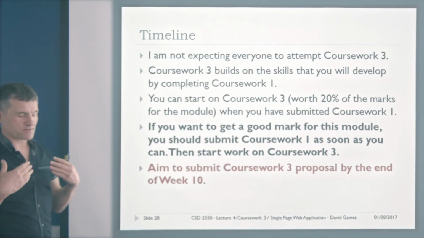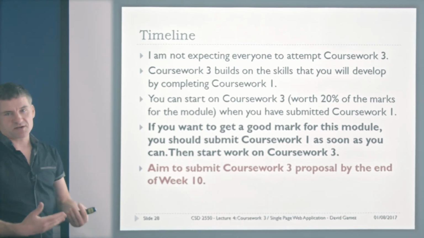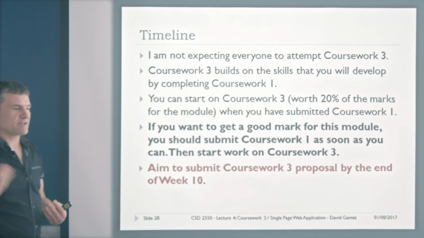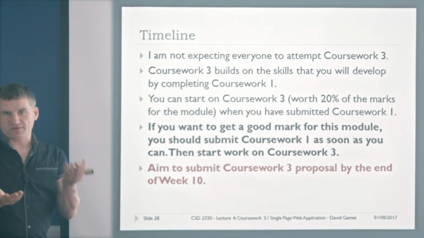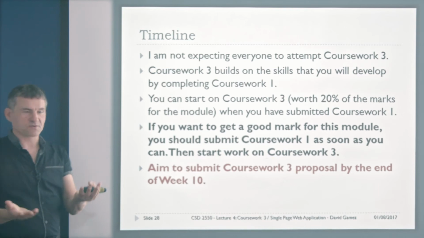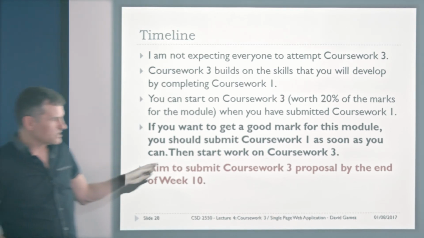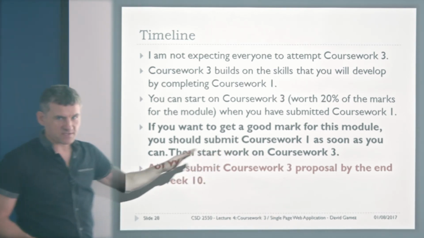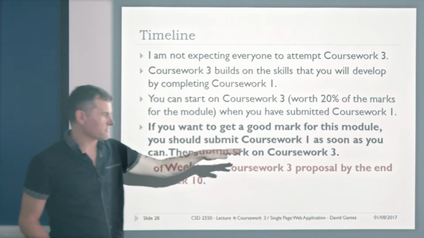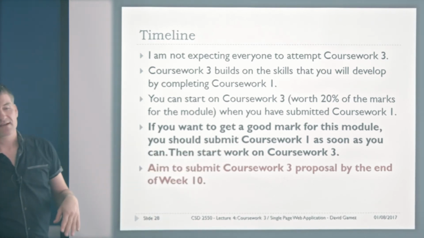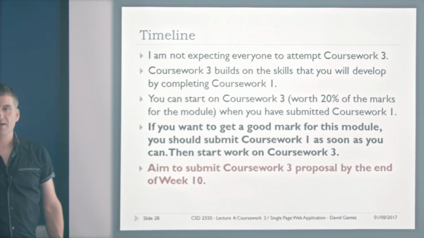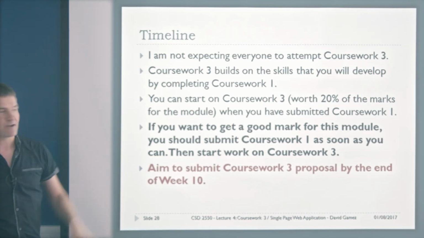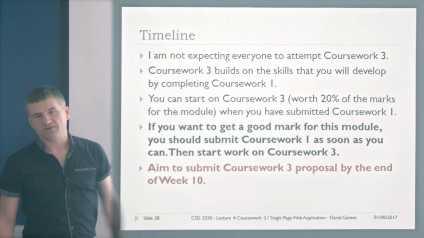So you can submit Coursework 1 early and start work on Coursework 3, and then you'll be a little bit ahead of the game. And then in the second term, you can work in parallel on the Coursework 2 group project and the Coursework 3. So aim, if you want a good mark for this course, aim to submit Coursework 3 proposal by the end of week 10. Then we can give you feedback about it in the labs in week 11, and then you can crack on with it over the Christmas holidays. That would be a good time scale, and that still gives you 10 weeks to complete Coursework 1.